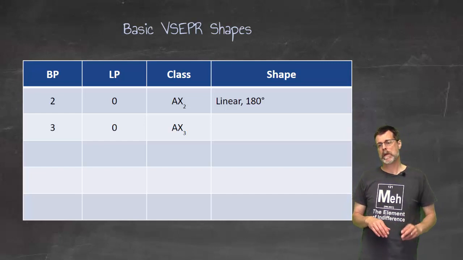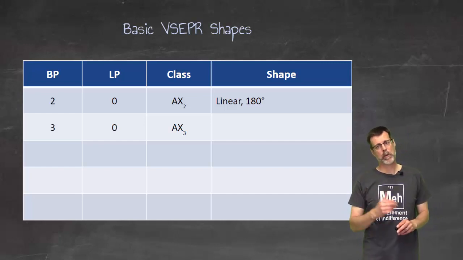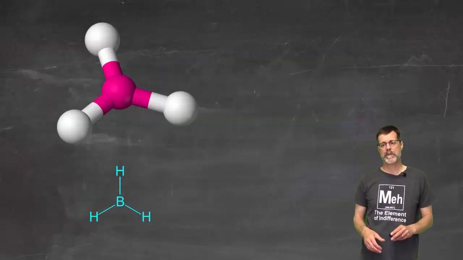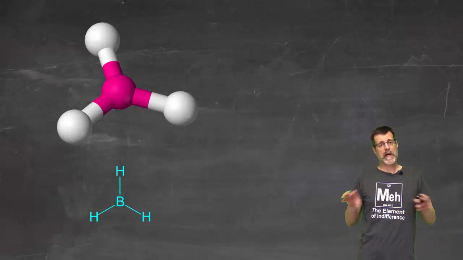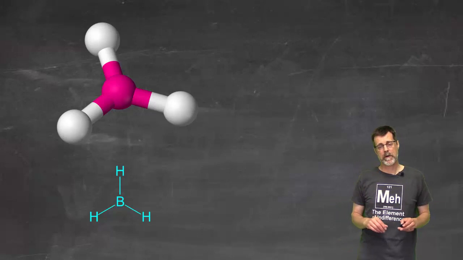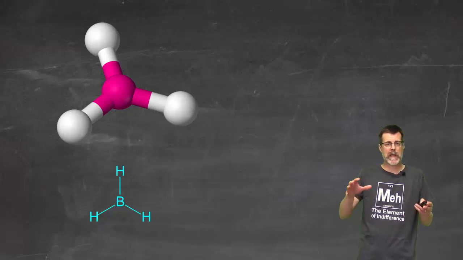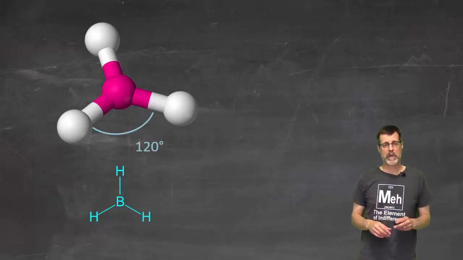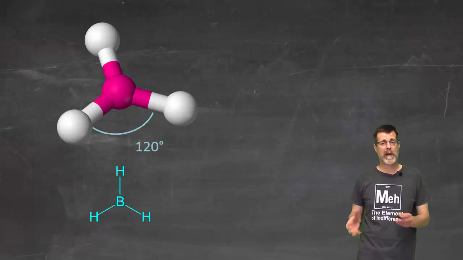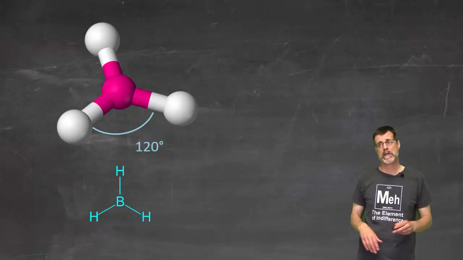If I had 3 bonding pairs and no lone pairs, then it looks something like this, where I've got 1 central atom, 3 bonded groups. They're going to try and get as far away from each other as possible. They're going to repel each other to the point where they're nice and balanced, roughly the same distance away from each other, 120 degrees. Again, the bond angle itself doesn't matter, but they would all be 120 degrees.